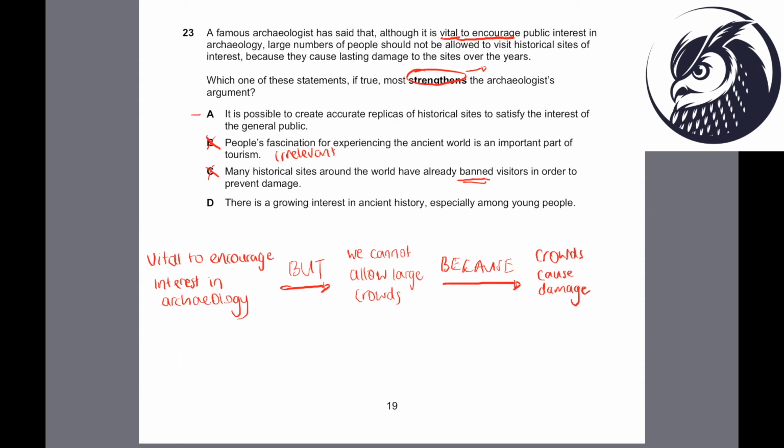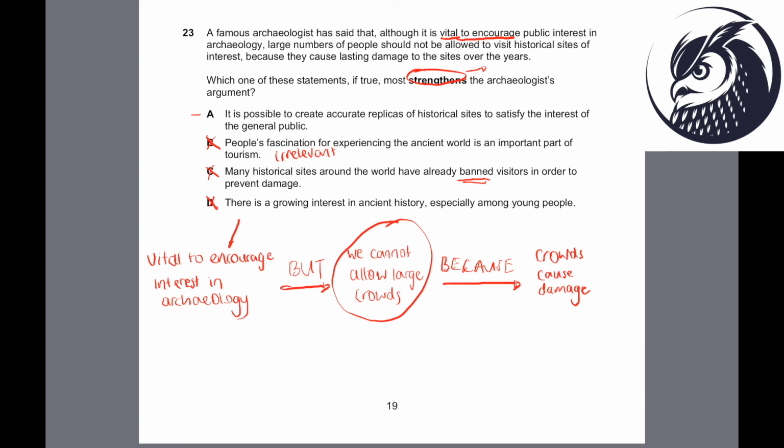Okay, and then you have option D, which says there is a growing interest in ancient history, especially amongst young people. So again, D is kind of acknowledging that there is an interest here, but it really doesn't talk anything or provide any sort of solution about the large crowds at the archaeology site. So again, it's not the best option.